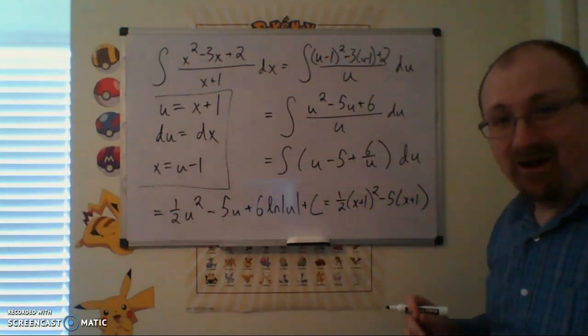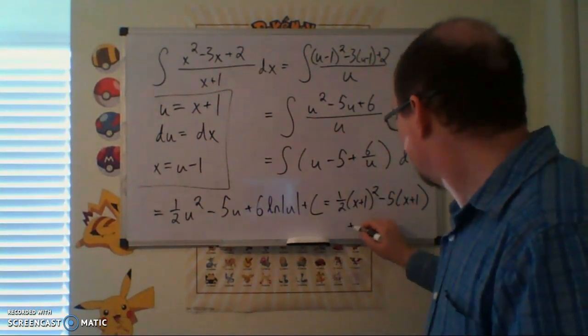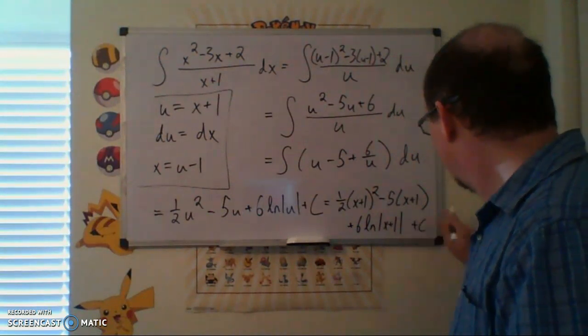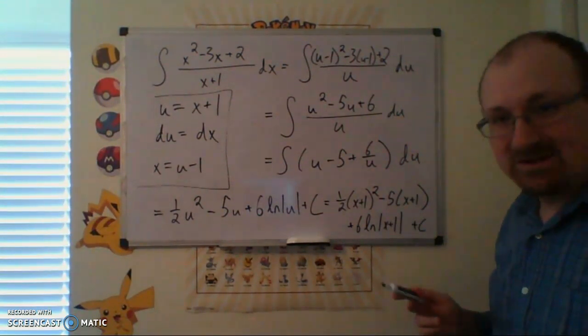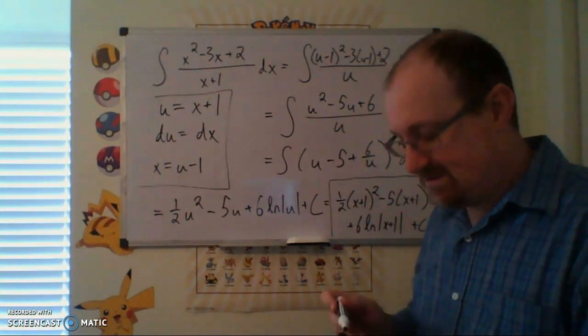Okay, so we have 1/2 times (x plus 1) quantity squared minus 5 times the quantity x plus 1 plus 6 ln absolute value x plus 1 plus c. And that's my answer. All right, so I will put the official "this is done" box around this.